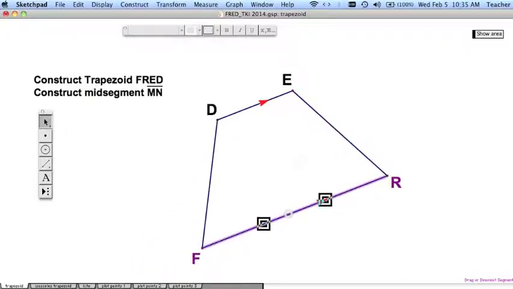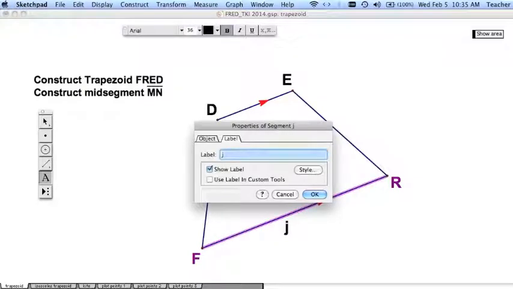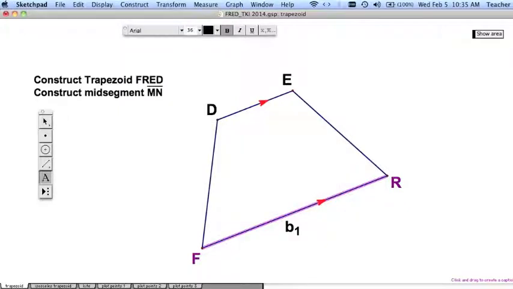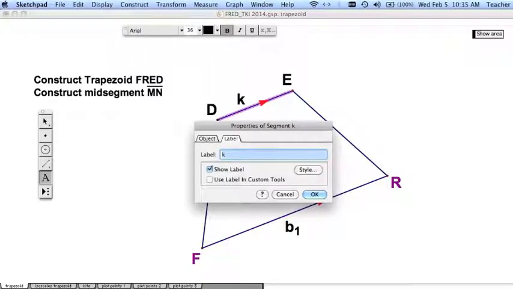Now, the two parallel sides are called bases. We're going to label them B1 and B2 respectively. I click on it, comes up J. I double click on it. Now watch carefully. Lowercase b, use the left bracket, 1, close bracket, and that's going to drive a subscript. So I'm going to put a B2 up here. That's lowercase b, bracket 2. Done.